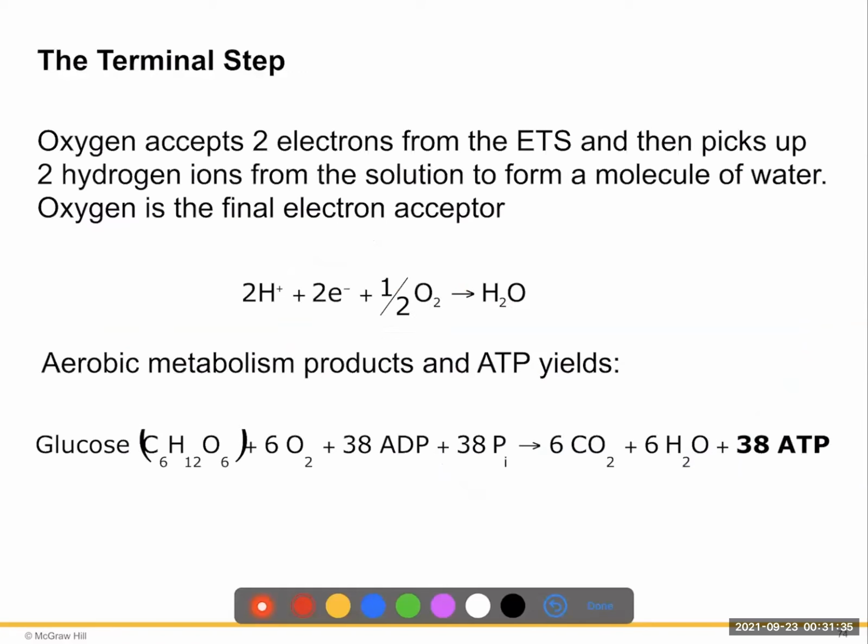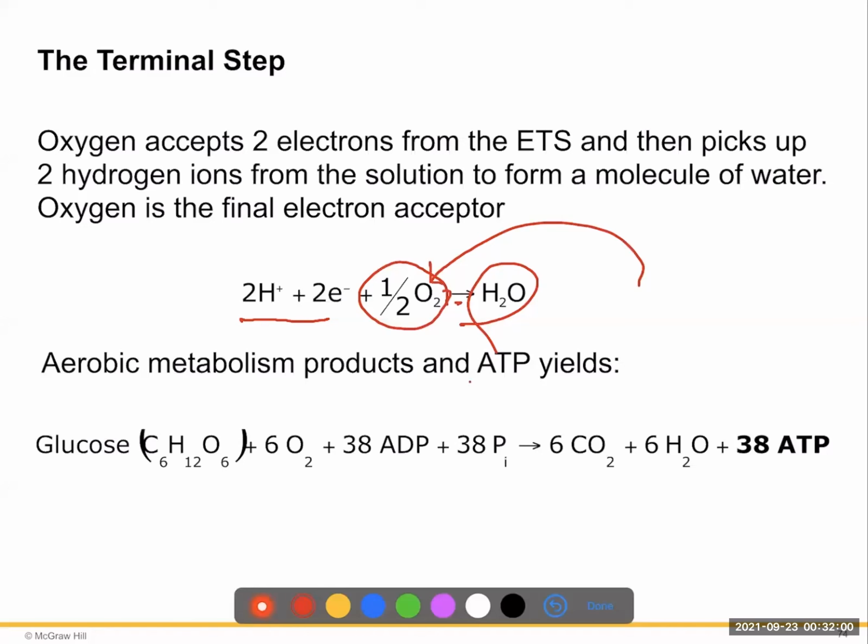Okay, and the last step, the hydrogens combine with oxygen and transfer their electrons to oxygen and form water. So oxygen accepts 2 electrons from the electron transport chain, picks up 2 hydrogen ions from the solution to form a molecule of water, and oxygen is the final electron acceptor. That's aerobic respiration. Oxygen is your final electron acceptor.